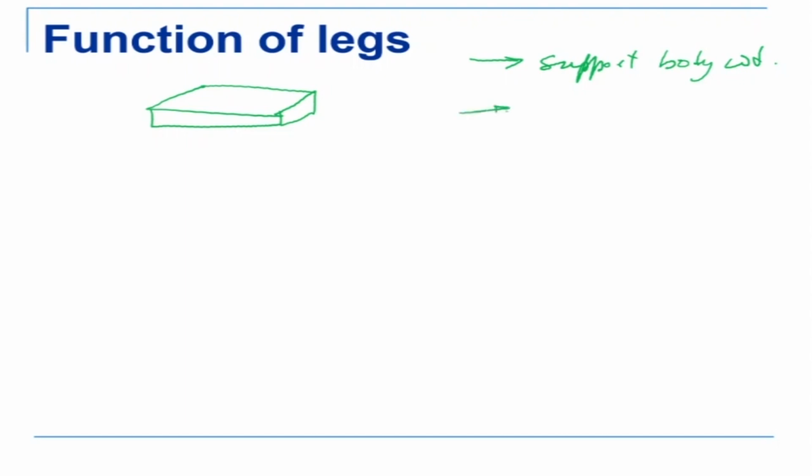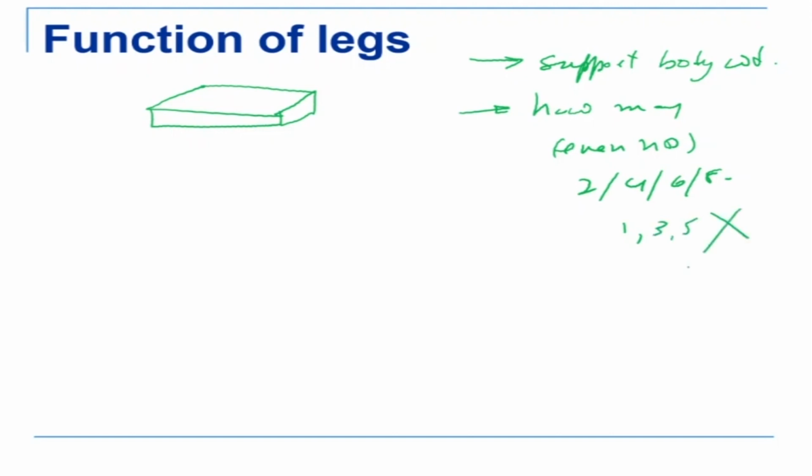Now, how many legs? They are normally even numbers. So it is 2, 4, 6, 8. You don't normally have odd numbers. You don't have 1, 3, 5. Why? Mainly because of symmetry.